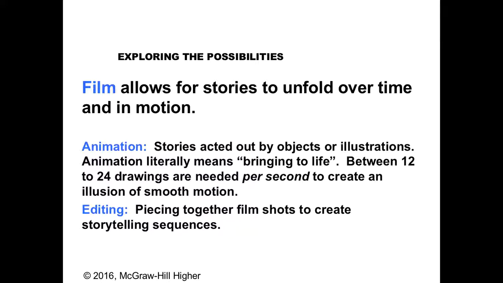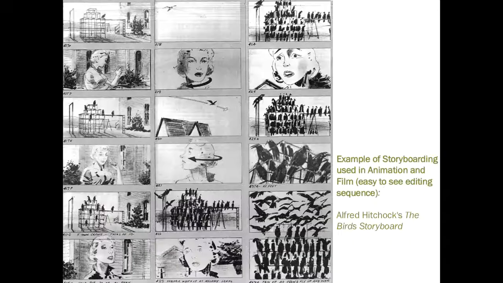Animation, same thing, same development. A little bit later, illustrations instead of live people and so on. So there's just the storyboard and the drawings. You would just take pictures of the drawings consecutively. Okay, so 12 to 24 drawings needed per second, same as film, to create an illusion of smooth motion. Okay, editing is really important. We'll get into that in a second.